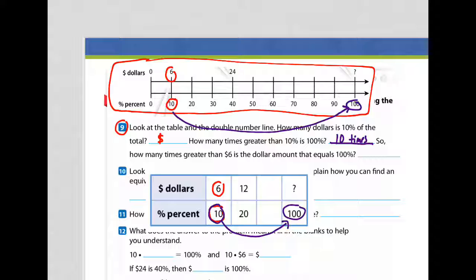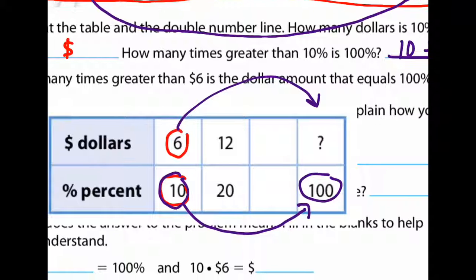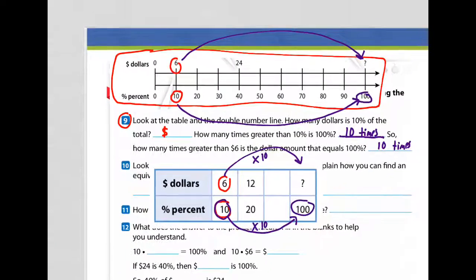Last, so how many times greater than 6 is the dollar amount that equals 100%? So it wants to know, do the same to the 6 to get the dollar amount that equals 100%. How many times greater? Okay, well that's also going to be 10 times greater, right? And think of it here, I'll use the table. If 10 times 10 is 100, well that means 6 times 10 will get your answer. All right, you're good so far with 9. Okay, let's go on to 10.